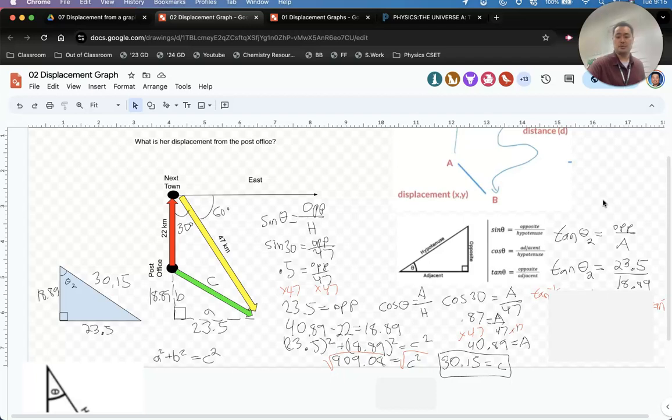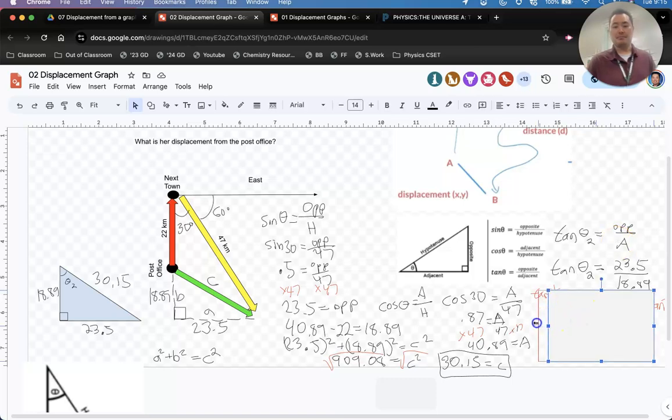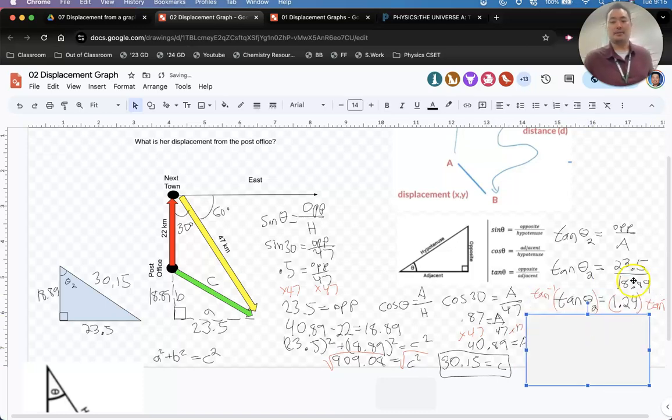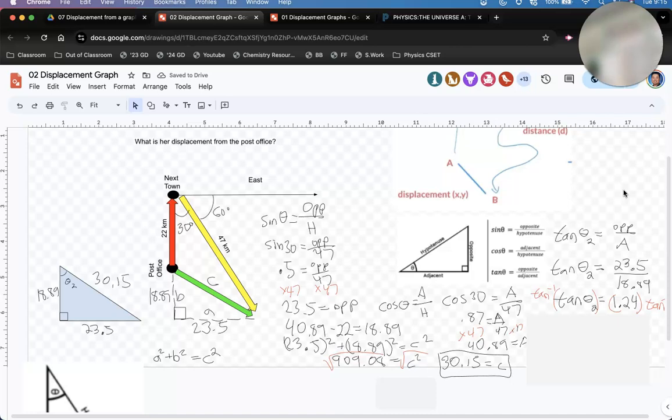Christopher Juarez, give us 23.5 divided by 18.89. 1.24. And that's tan theta 2 equals 1.24. Christopher, how do we get rid of the tan so that theta is by itself? You remember what it's called? Tan minus 1? It's called inverse tan. Inverse tan.